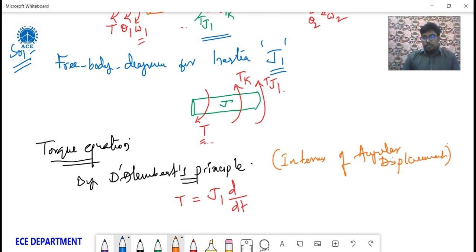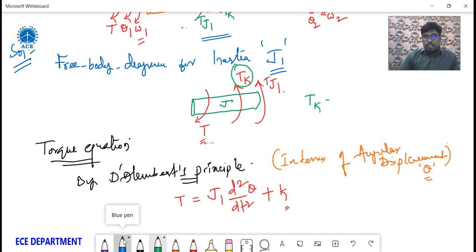Angular displacement, that is theta, right? So here d squared theta by dt squared plus K. See here, the spring element, this particular spring. Can I write K is connected between, sorry, this is J1, right here J1?